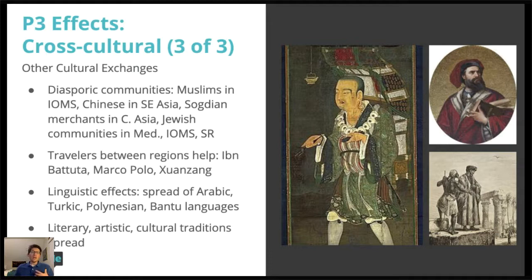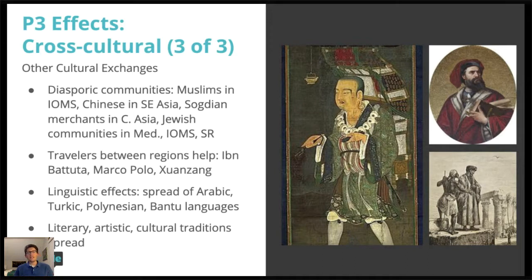So culture will, as these communities spread along trade routes and move to centers of trade to form those connections, they will bring their culture with them. In some ways, this is helped by travelers between regions, right, that build interest in trade, whether it be Ibn Battuta, who you see in the bottom right of these pictures, Marco Polo in the top right, or Xuanzang from China, who brought back with them like boxes of Buddhist texts. They spur interest in trade.